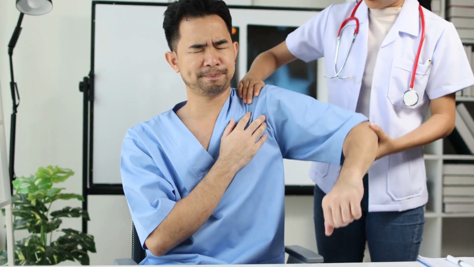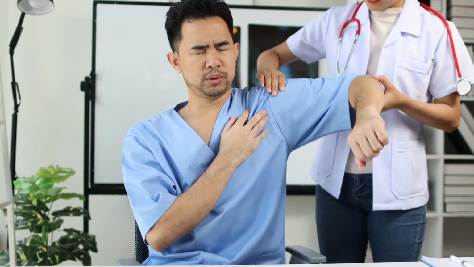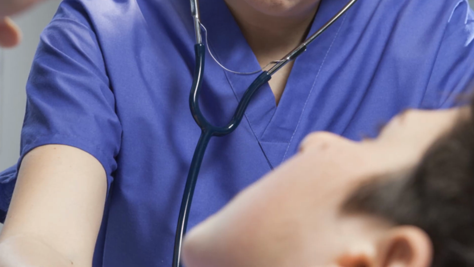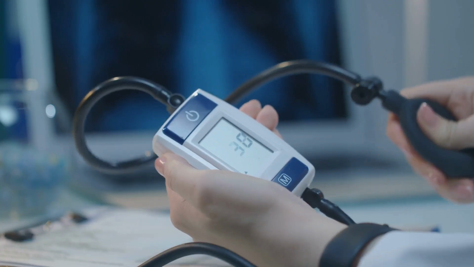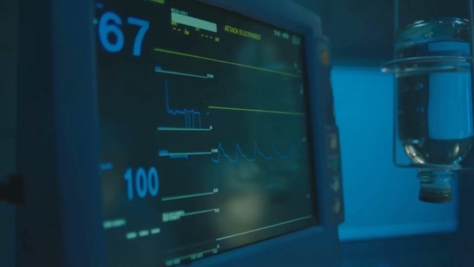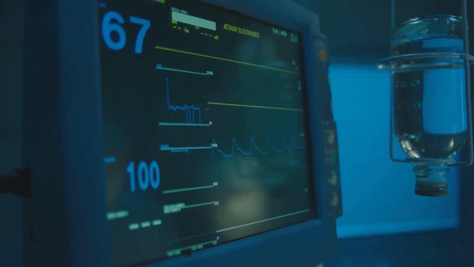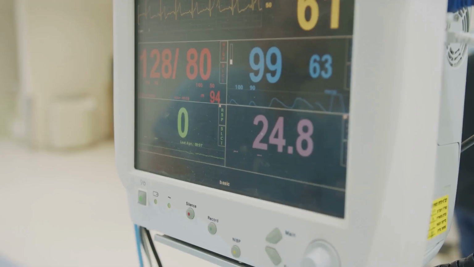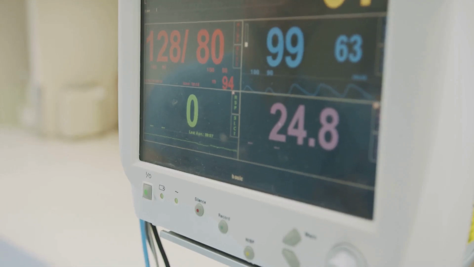Question number 4. A patient is experiencing palpitations and dizziness. Which assessment finding is most concerning? Your options are A. Blood pressure of 130 over 80 millimeters of mercury, B. Heart rate of 110 beats per minute, C. Irregular heart rhythm, or D. Respiratory rate of 16 breaths per minute.